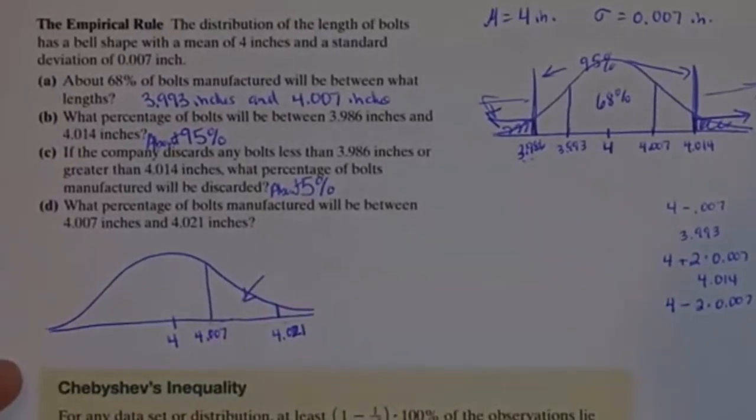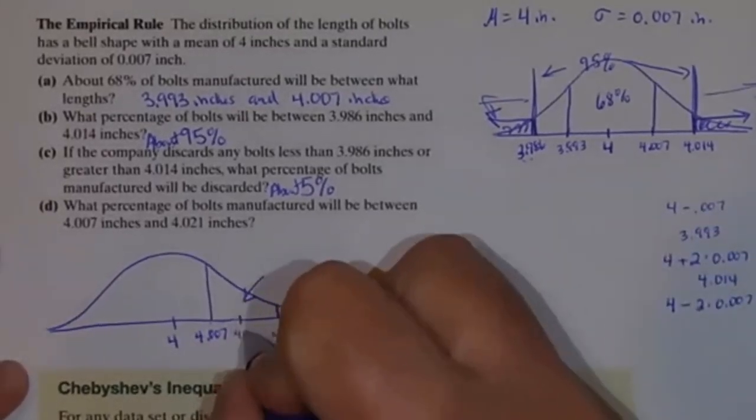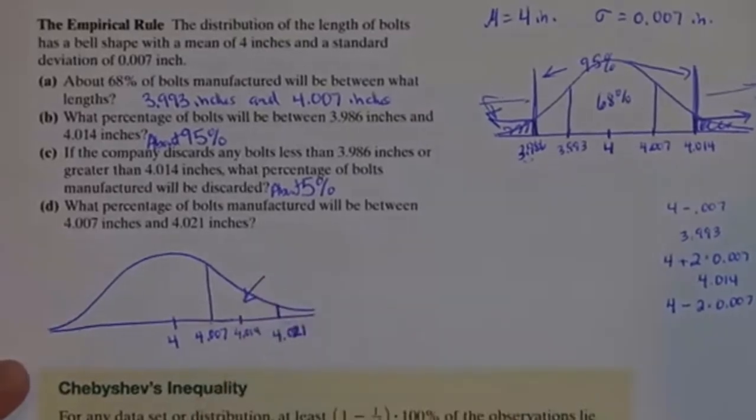Okay. We know that 4.007 is 1 standard deviation above the mean. We also learned over here that 4.014 was 2 standard deviations above the mean. And so if I add 0.007 on one more time, that would be 4.021. This value is 3 standard deviations above the mean.